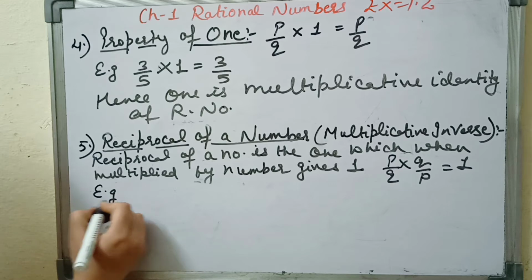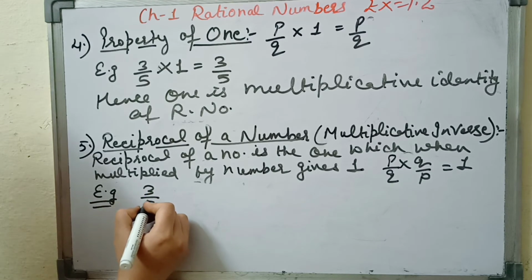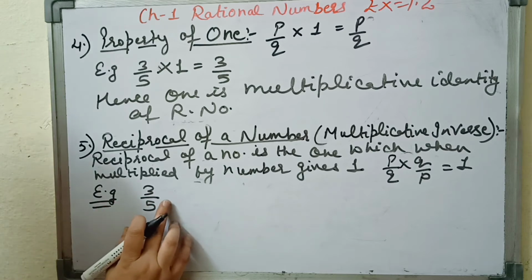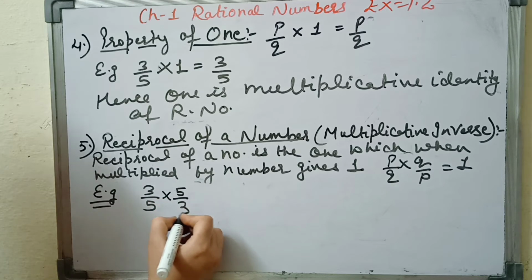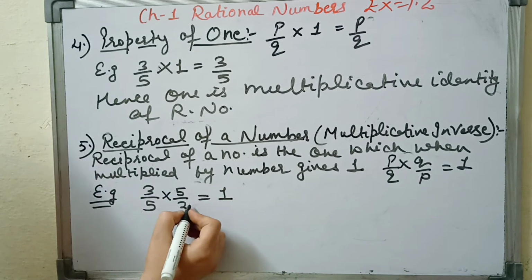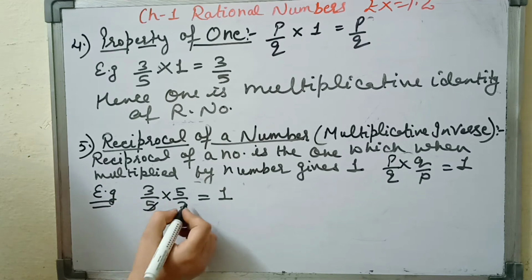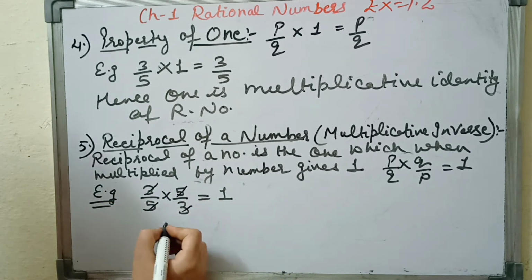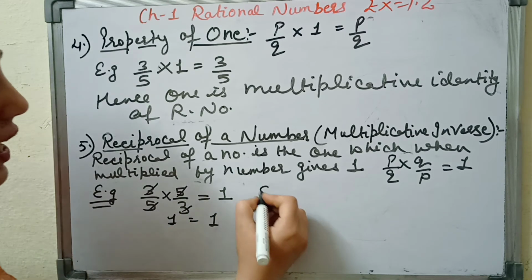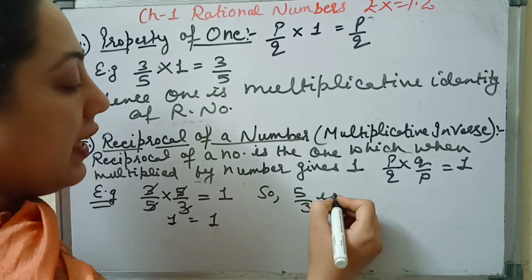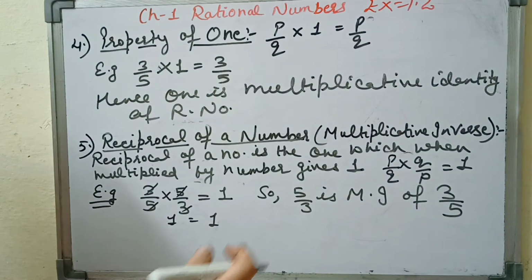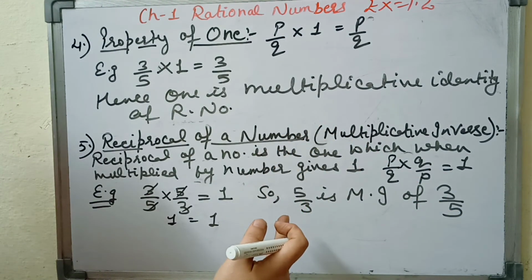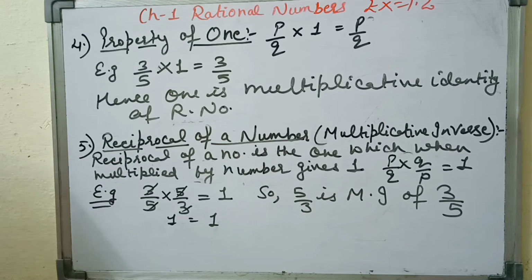Now I will explain it by taking one example. Let us consider one rational number 3 over 5. Now by which rational number do I multiply it to get the answer 1? I multiply it with 5 over 3. So I will get the answer 1, because when 3 cancels out with 3 and 5 cancels out with 5, we will get 1. Okay, 1 equal to 1. So we can say 5 over 3 is the multiplicative inverse of 3 over 5. Or you can say 3 over 5 is the multiplicative inverse of 5 over 3. This is your multiplicative inverse or reciprocal property of a rational number.